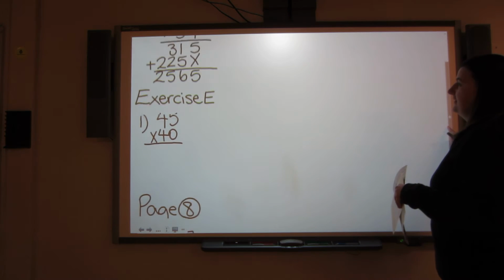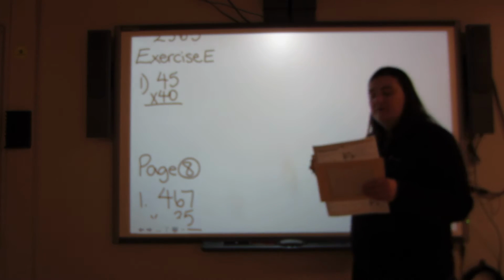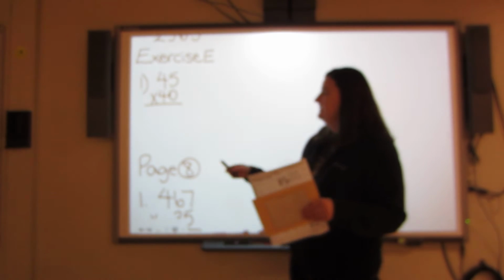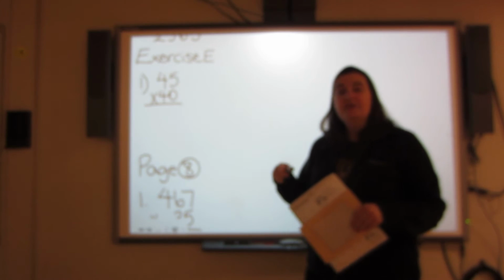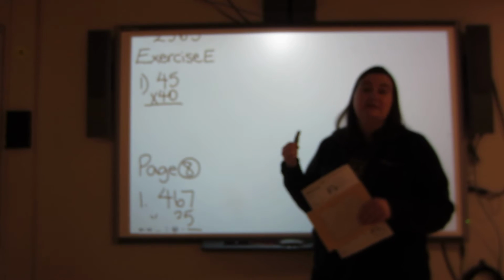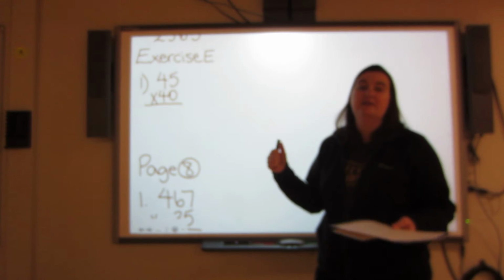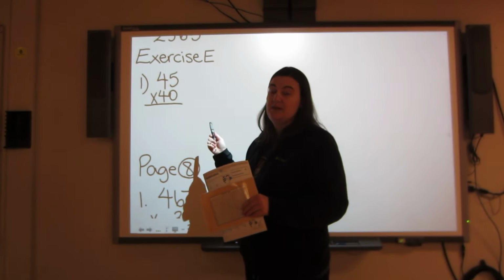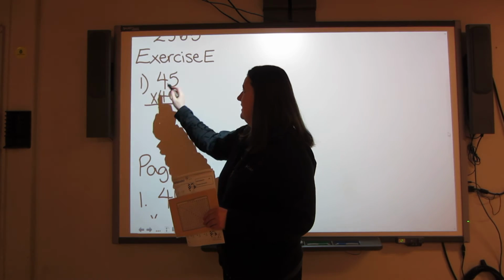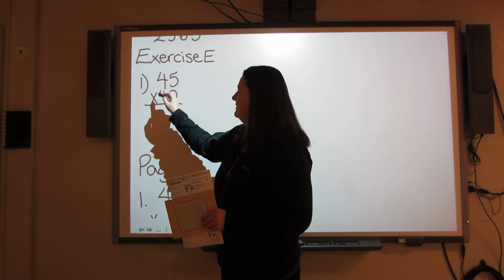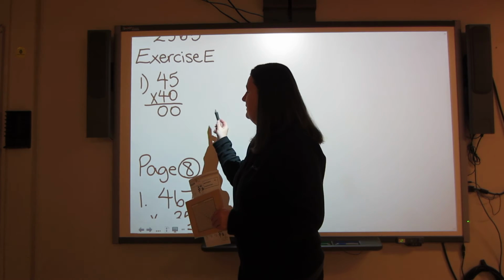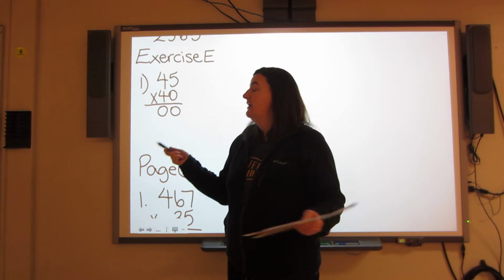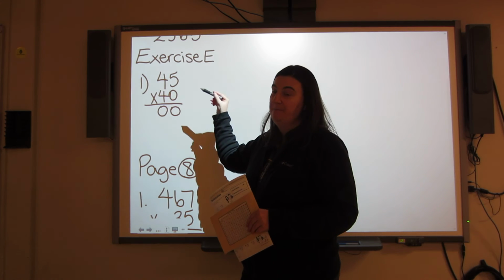So, exercise E. For all the questions in exercise E, you've got zeros in the bottom number. The only difference with that is 0 times anything under the sun is going to be 0. So if you have a 0 somewhere, you know that 0 times 5 is 0, 0 times 4 is 0. You know that whatever that row is, it's all going to be zeros when there's a 0 on the bottom.